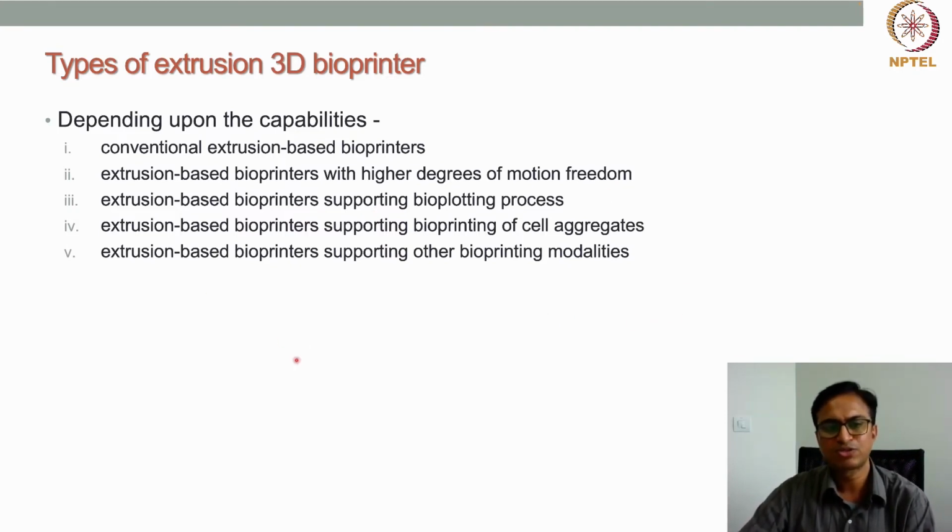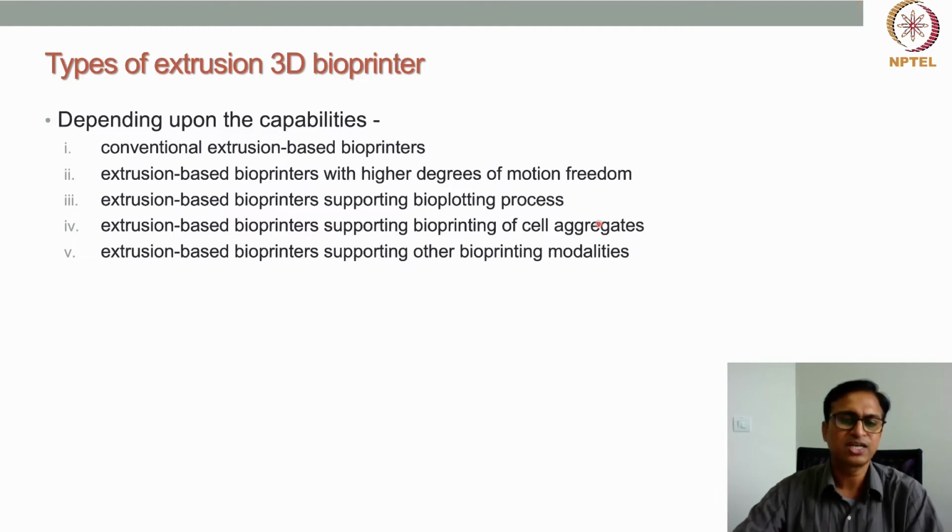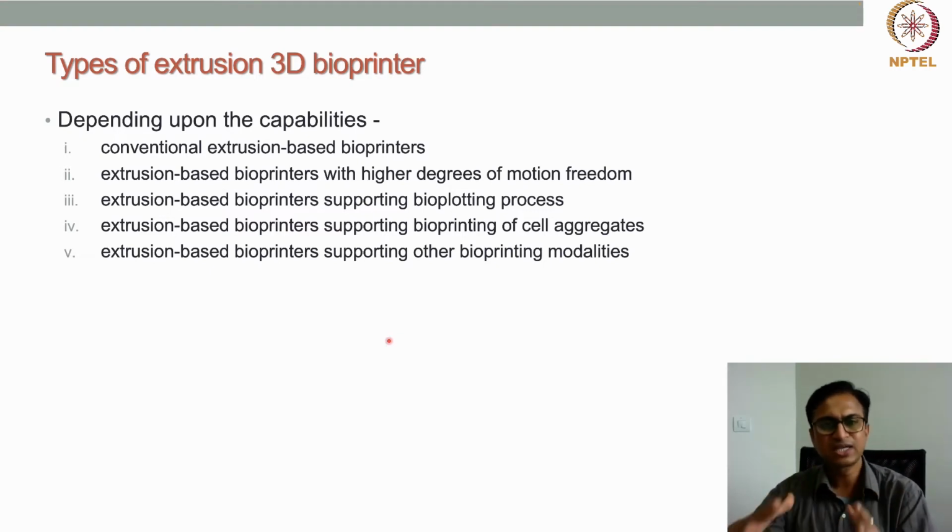Then certain extrusion-based bioprinters support the bioplotting process, which is a different process where we can plot the materials as per our design. Some bioprinters also support cell aggregates, so cell aggregates can be printed. They go and pick a cell aggregate and then print it at a certain pre-designed location. And there are other bioprinters where it's not only extrusion-based bioprinting; other bioprinting modalities are also attached. So it's a hybrid bioprinter that can work with extrusion-based bioprinting and other modalities.